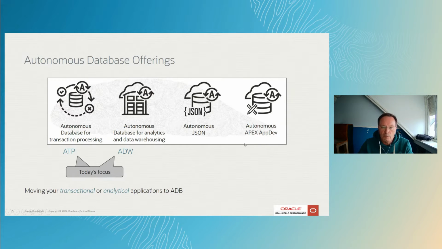So in autonomous database, we actually have multiple offerings. There's 4 autonomous database offerings. We have ATP, autonomous transaction processing, autonomous data warehousing, ADW, and we have a JSON and an Apex application development autonomous offering. So today I will only focus on the first two, ATP and ADW, so customers who are moving their transactional or analytical applications to ADB.